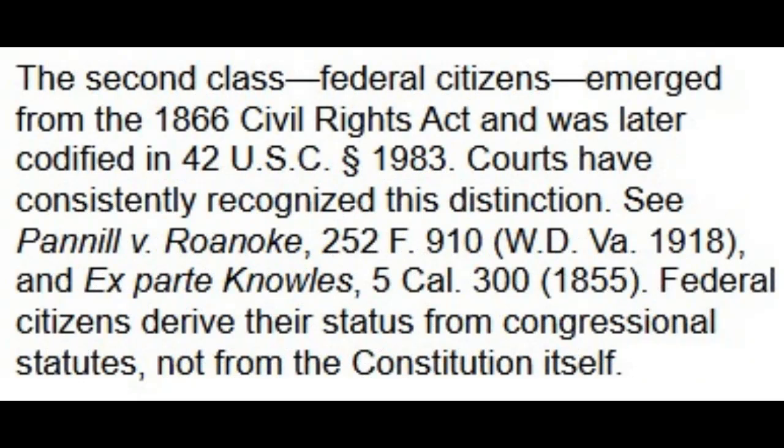The second class, federal citizens, emerged from the 1866 Civil Rights Act and was later codified in 42 U.S.C. Section 1983. Courts have consistently recognized this distinction. See Pennell v. Roanoke, 252 F. 910, W.D. Virginia 1918, and Ex parte Knowles, 5 Cal. 300, 1855. Federal citizens derive their status from congressional statutes, not from the Constitution itself.